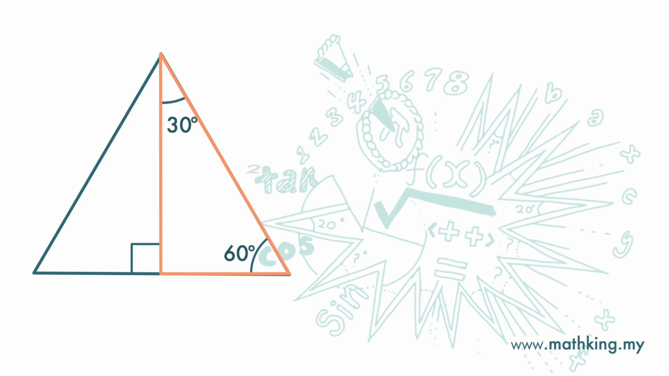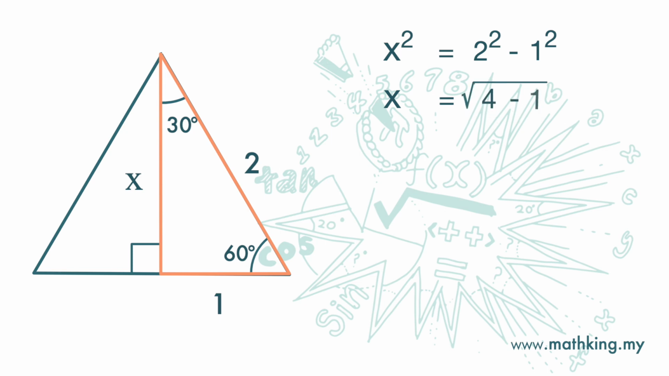If we assign 2 units to this hypotenuse, then the side down here is 1 unit, because the perpendicular line bisects the base into 2 equal halves. How about this side here, x? Well, this is a right angle triangle. We can use Pythagoras' theorem to find the value of x. So x squared equals 2 squared minus 1 squared. x equals square root of 4 minus 1. x is square root 3.